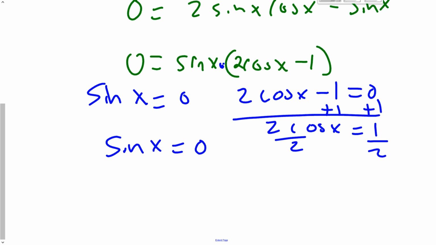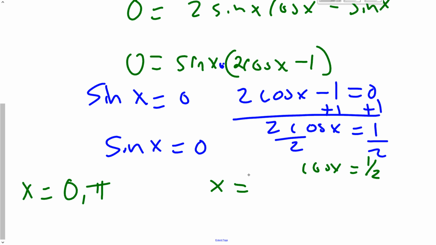So where's sine 0? Sine is 0 at 0 radians and at pi radians. And then for this one, where's cosine 1/2? A positive 1/2. That would be at 60 degrees, so that's pi thirds. And then down 60 degrees from 360, that's at 300, which is pi thirds down, so 5 pi thirds. So those are my 4 answers.